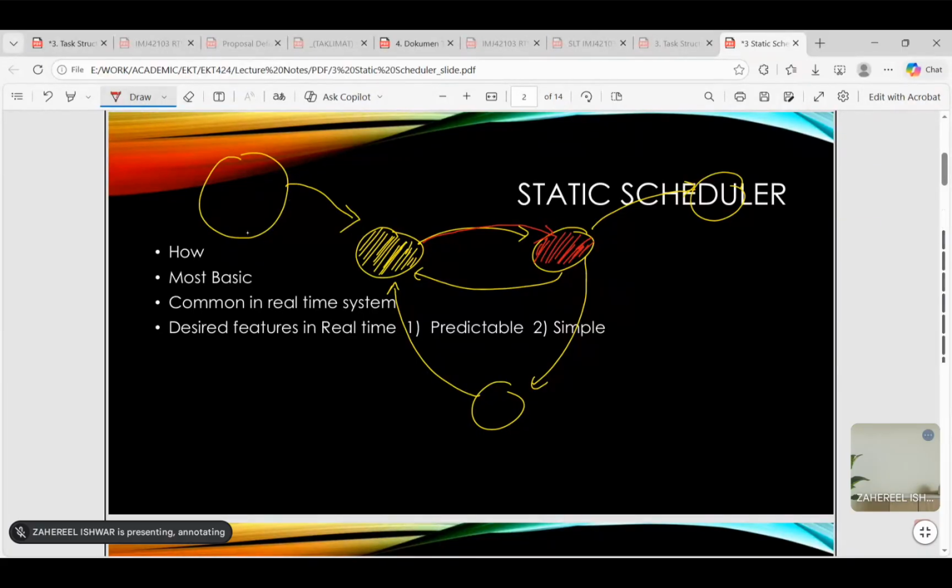Now, static scheduler is the most basic scheduler. It is common in real-time systems. The desired features in real time, one is predictable and second is simple, because things are very critical, and if it fails, it becomes very bad. Okay, so we want something straightforward. We don't like things which are unnecessarily complex. We try to avoid them. So static scheduler is the most simple scheduler. So let's look at it.